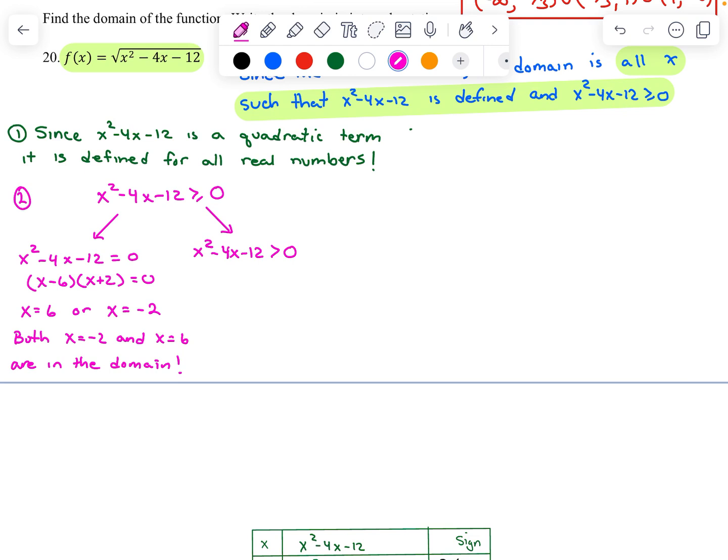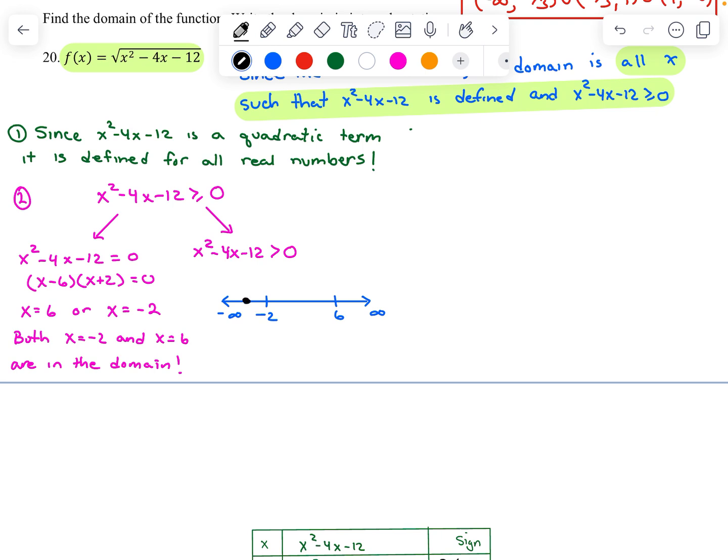Okay, so now we're on to x squared minus 4x minus 12 is strictly greater than 0. To solve this, I'm going to create a number line. And on this number line, I'm going to place negative 2 and 6. And we know that this expression is equal to 0 at those two numbers. So I'm going to choose some numbers on this number line and test the sign of x squared minus 4x minus 12.